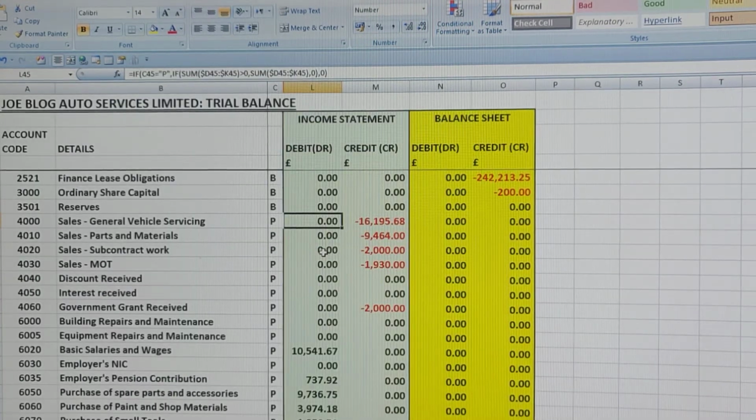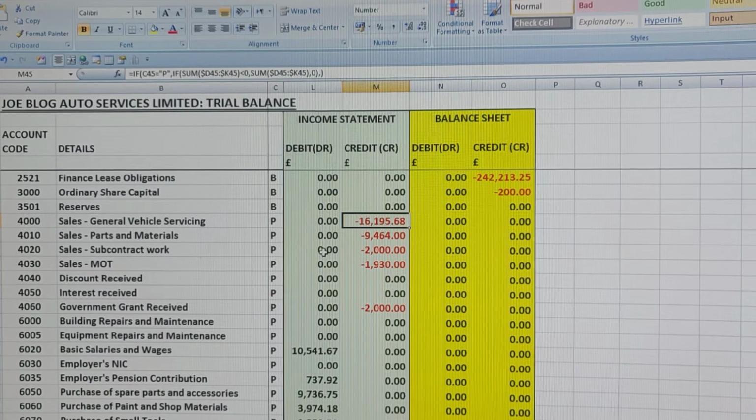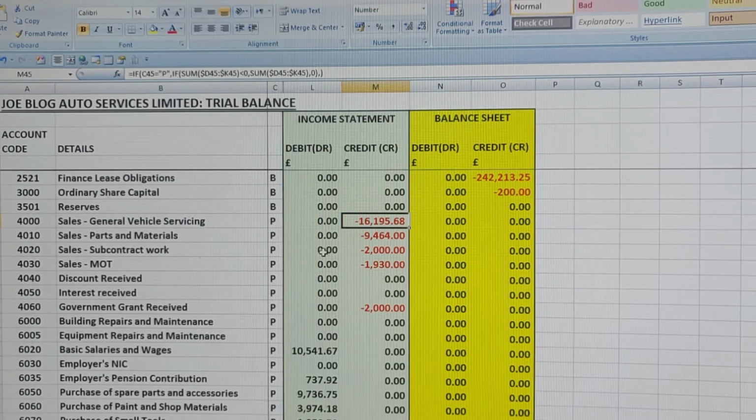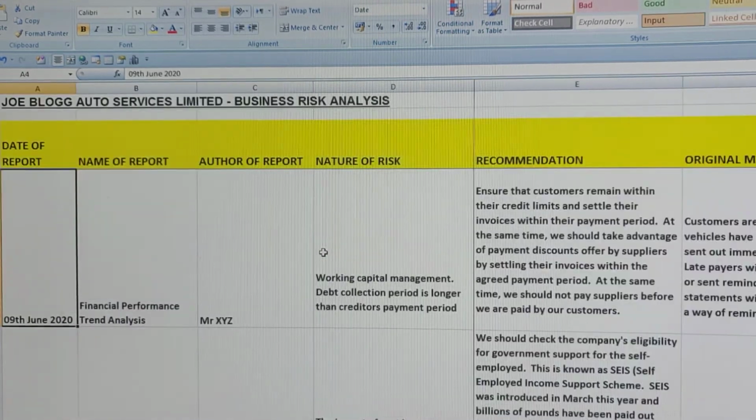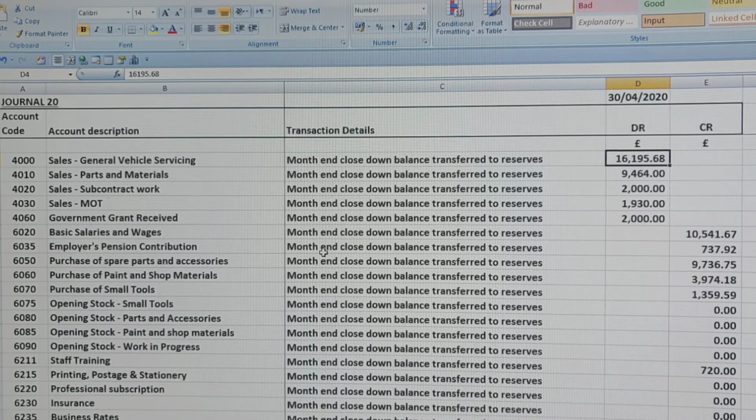Now, this is what I mean. Look at sales for the month of April. Because it's an income item, the balance is on the credit side, and this is in your nominal ledger. Every item here is linked to the nominal ledger and agrees with the nominal ledger. Now, the sales are a credit item. The system will move them to the debit side when carrying out the close down. Like I've already shown you, this is the trial balance. All items on the credit side will be moved to the debit side.